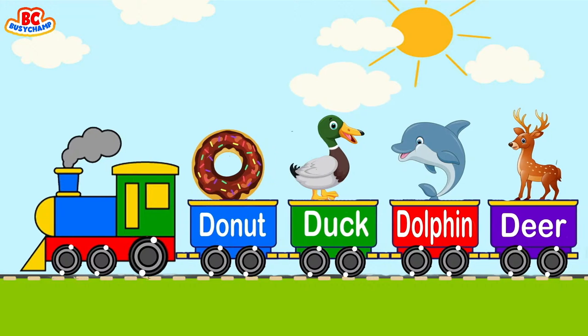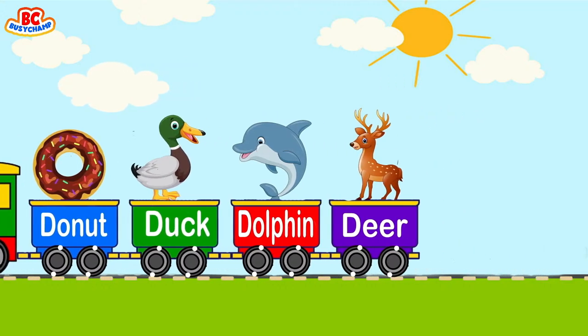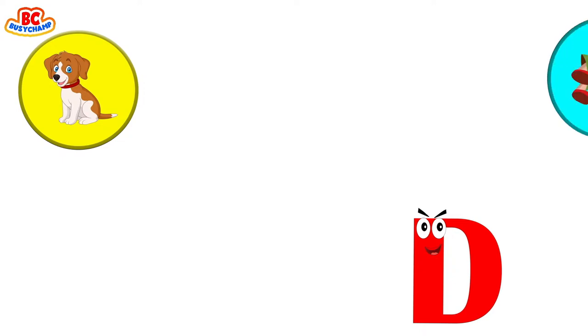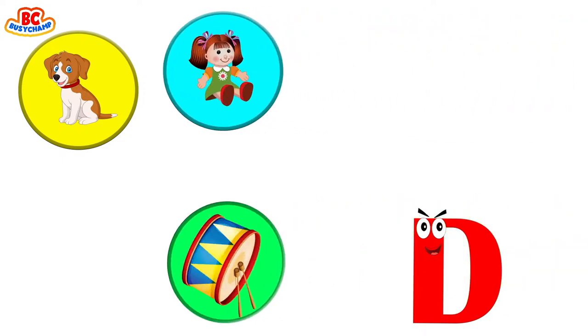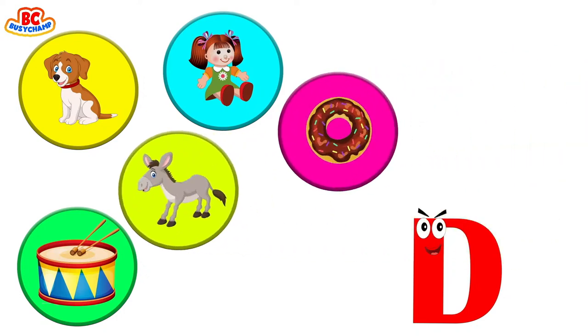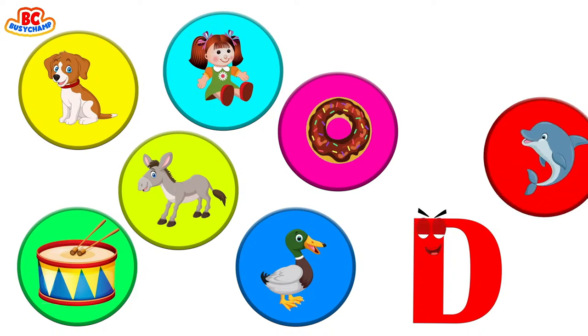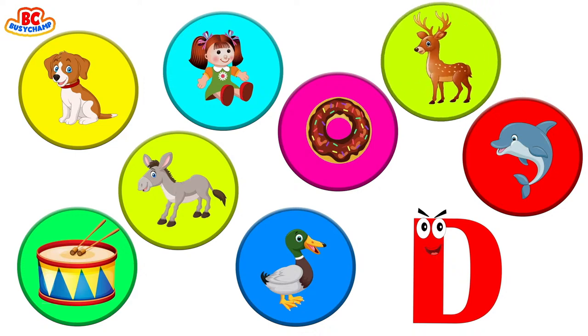Let's revise the words with the letter D. Donut. Duck. Dolphin. Deer. Doll. Drum. Donkey. Donut. Duck. Dolphin. Deer.